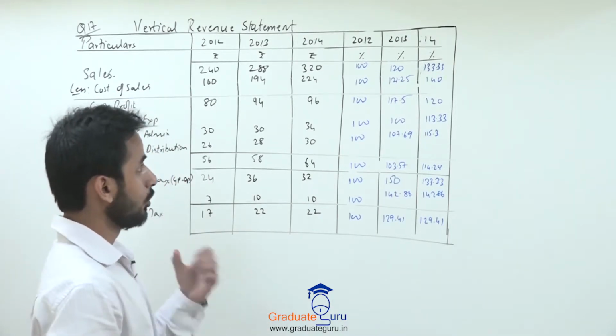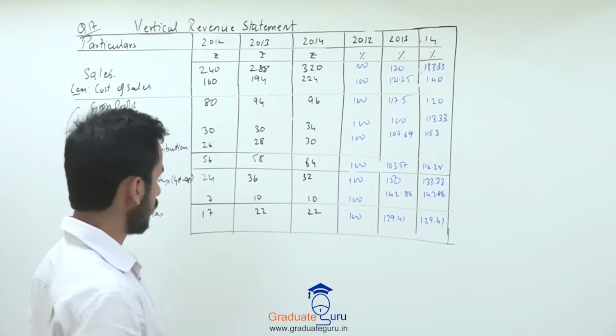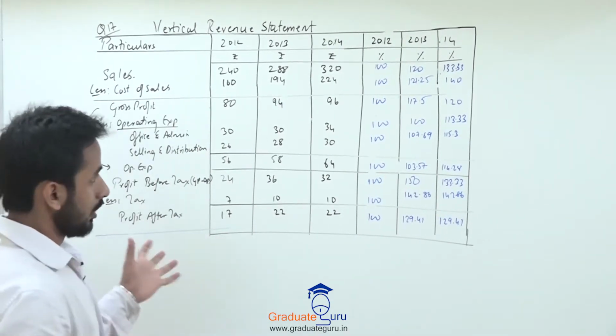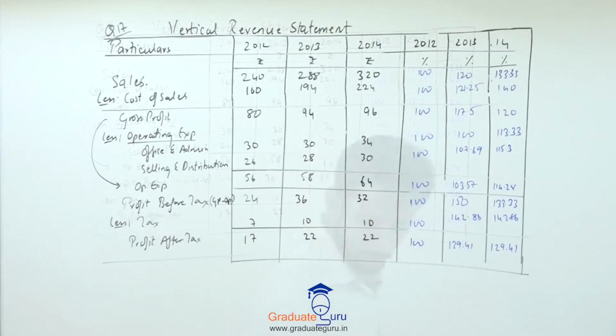Vertical revenue statement. A short one for just understanding it. Copy down. We'll take a next question on that. Detailed.